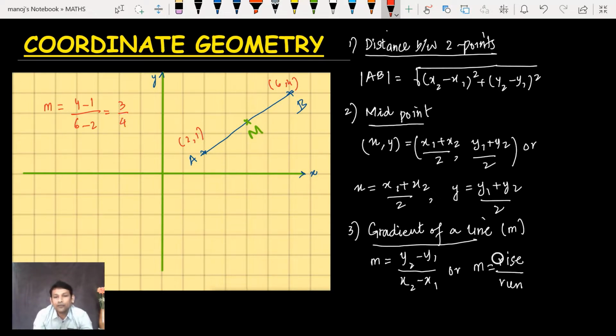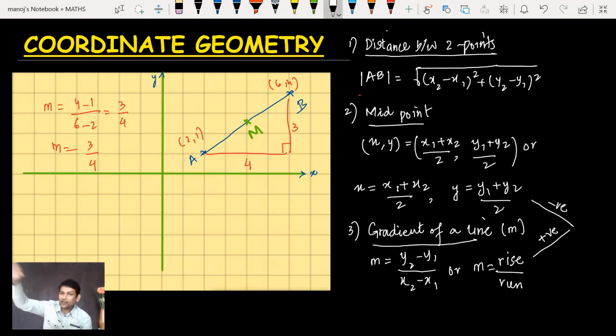But if you want to use rise upon run, you have to make a right angle triangle first, with an angle of 90 degrees. The run distance is 4 steps, the rise is 3 steps, and the gradient is again 3 upon 4. One very important thing: whenever you have a line going up like this, the gradient m is always positive. When you have a line going down like this, the gradient is always negative. I mean, when moving from this side, this is a positive gradient and this is a negative gradient.